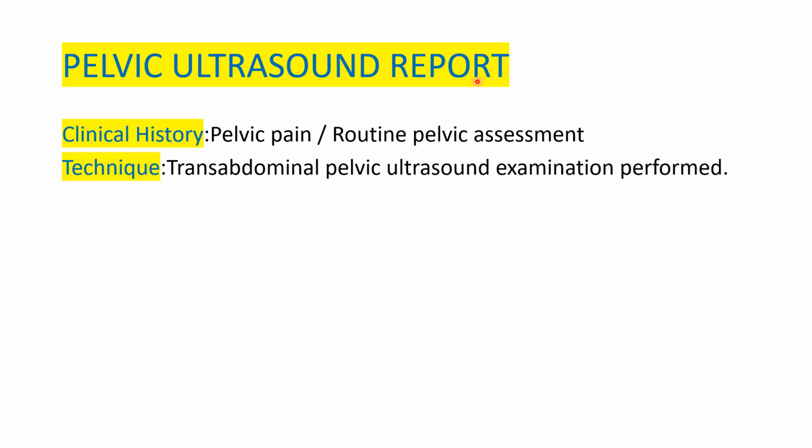So, pelvic ultrasound report. This is a normal one. Clinical history: pelvic pain, routine pelvic assessment. You also have to put the other details like the name of the patient, date of birth, and all those other nitty-gritties. For the sake of time, I don't have to put everything here. So the technique: transabdominal pelvic ultrasound examination was performed. Then you also have to include the transvaginal.